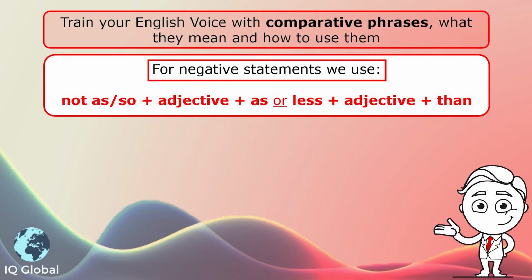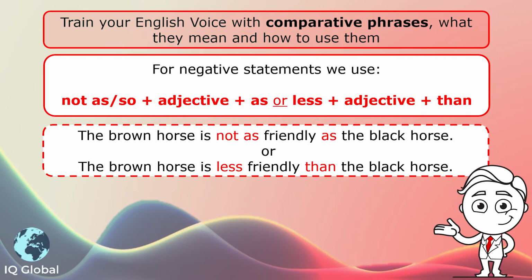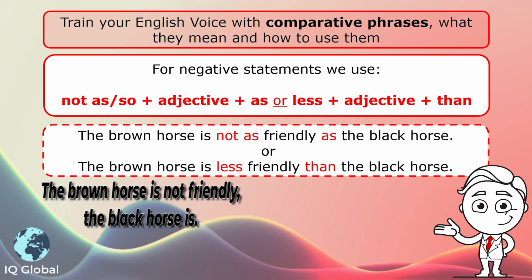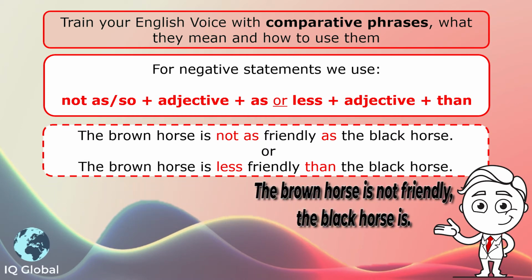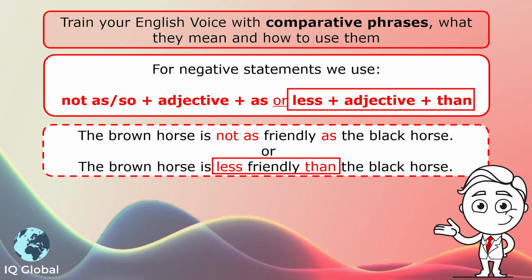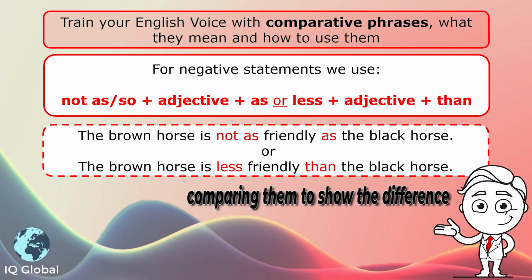For negative statements, we use not as or so, then the adjective, then as, or less, adjective and than. Let's look at an example. The brown horse is not as friendly as the black horse. The negative, the brown horse is not friendly, the black horse is. Or the brown horse is less friendly than the black horse. They mean the same things. We are comparing them to show the difference in this case.